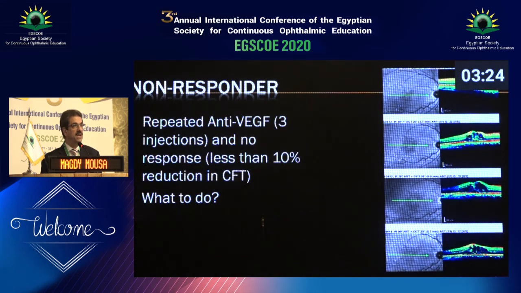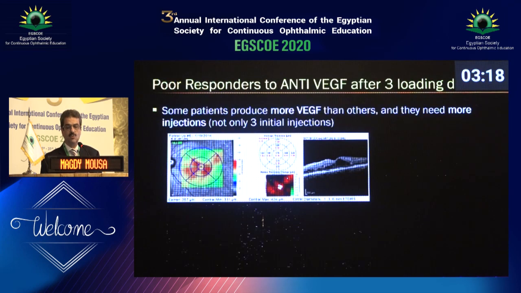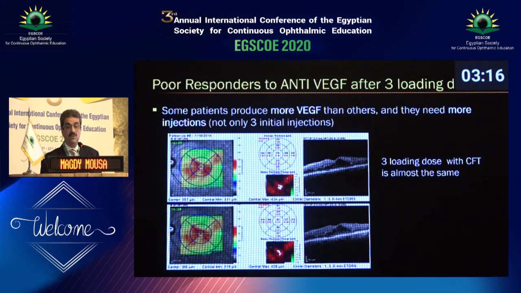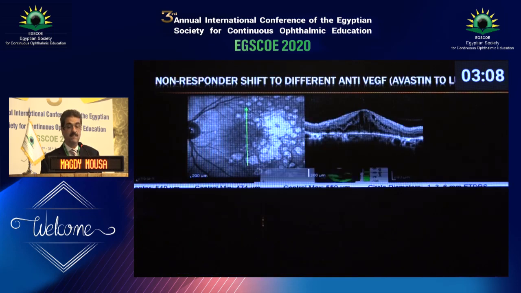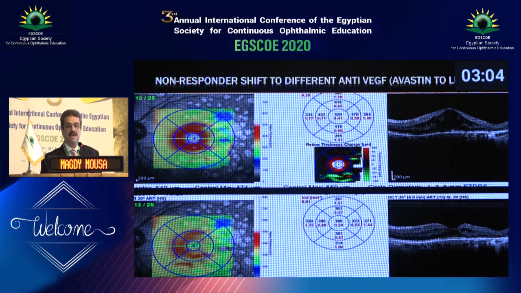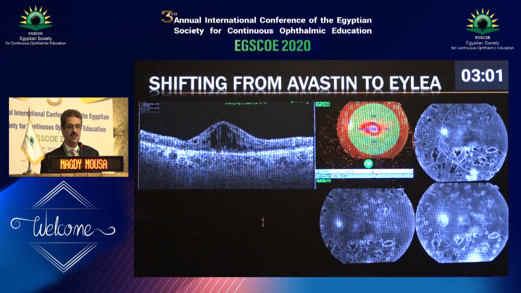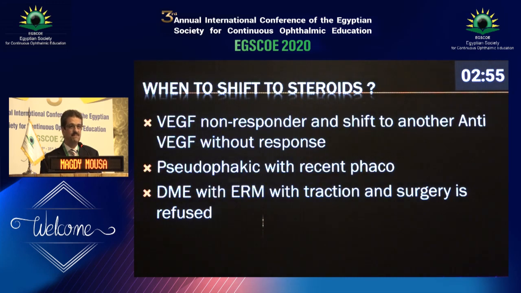Sometimes we inject once, twice, thrice, and then still the macular edema is there. So we would know that this patient is not a responder, and it's an OCT-based classification. So we have to change our strategy. If we give 3 loading doses, sometimes we have to stick to more and more injections until the macula responds, and some of the patients had to be switched to another type of anti-VEGF to find out the result, and we can switch from one to another, as I show in these cases, and it is available in the clinical practice.